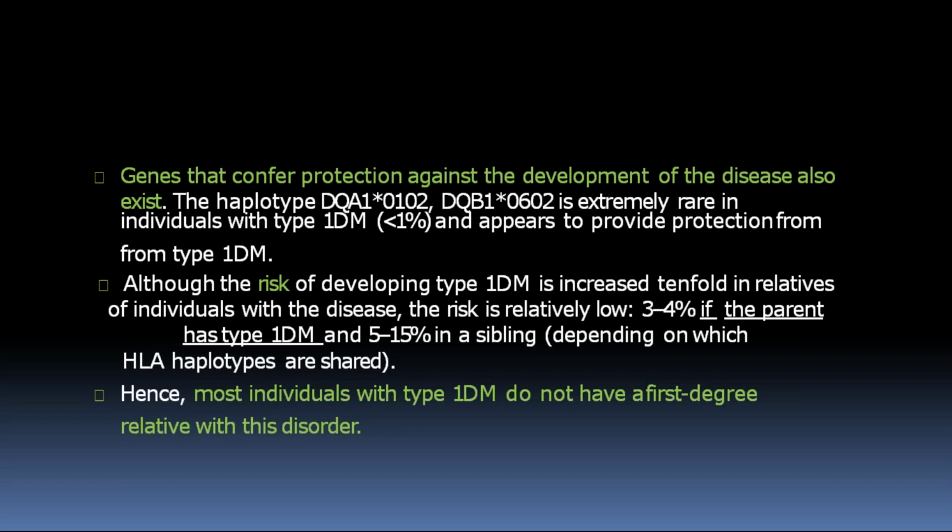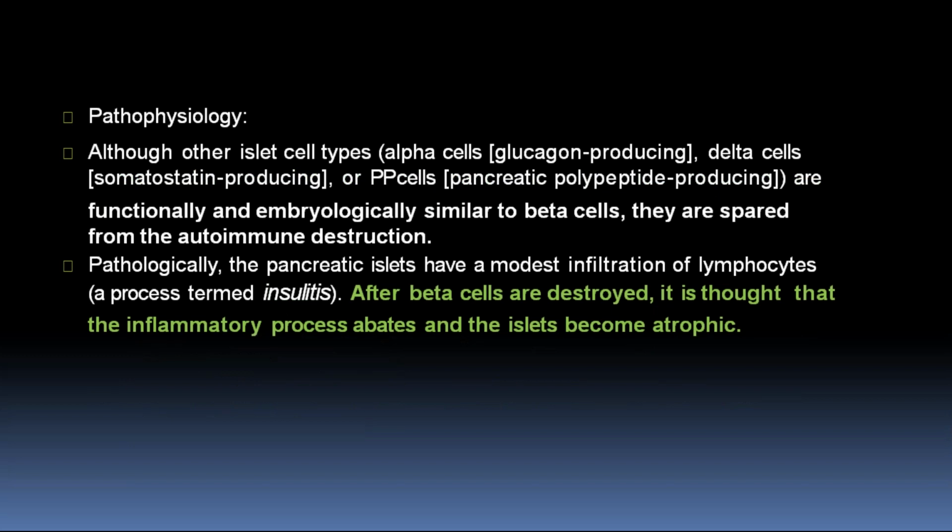Although the risk of developing type 1 diabetes mellitus is increased tenfold in relatives of individuals with the disease, the risk is relatively low. Hence, most individuals with type 1 diabetes do not have a first degree relative with this disorder. Now coming to the pathophysiology. Although there were genetic considerations, which are a bit too much in depth as given in Harrison, you don't need to go into so much depth.